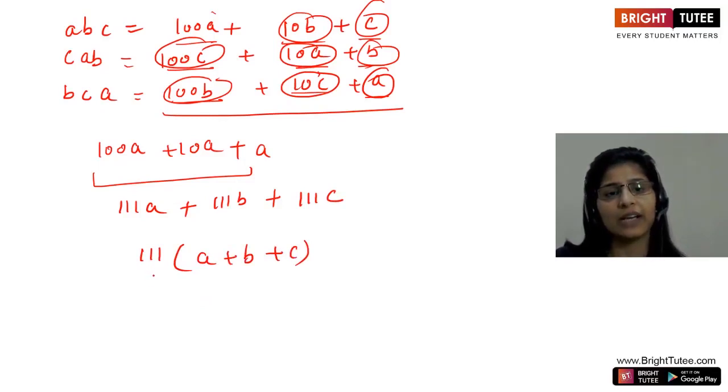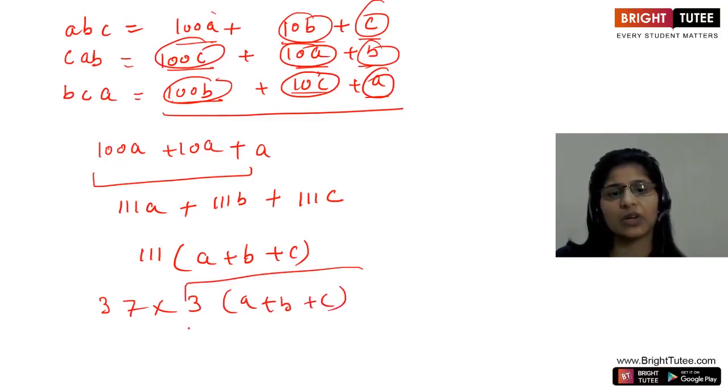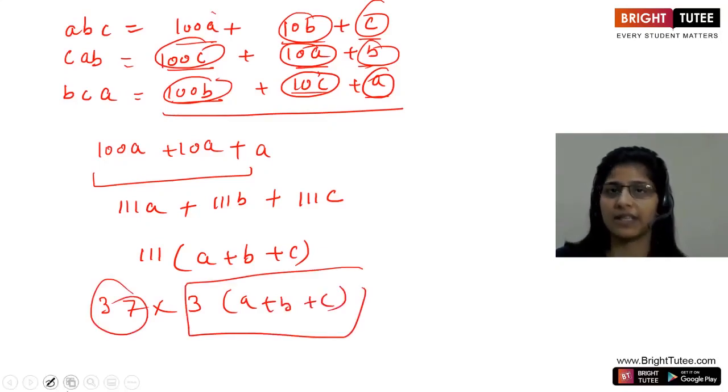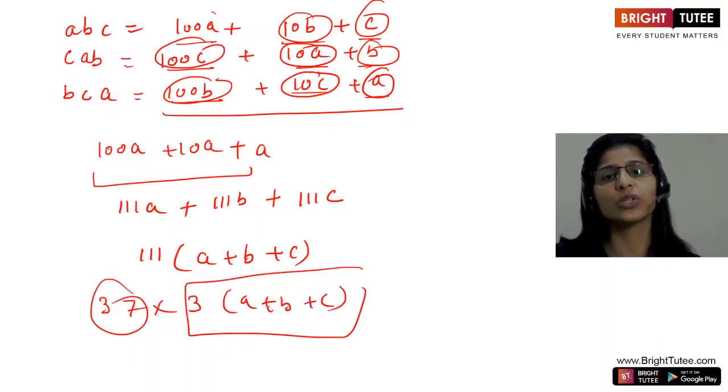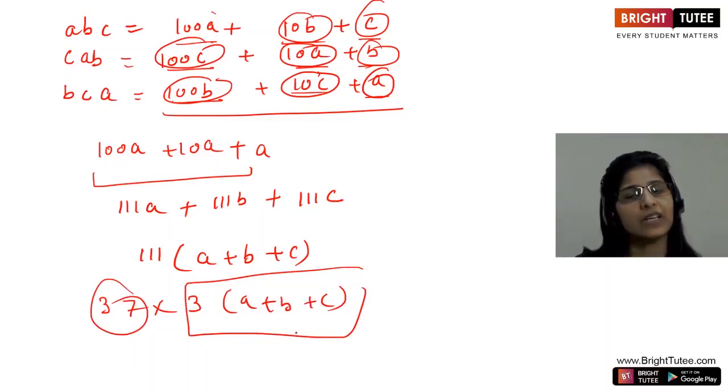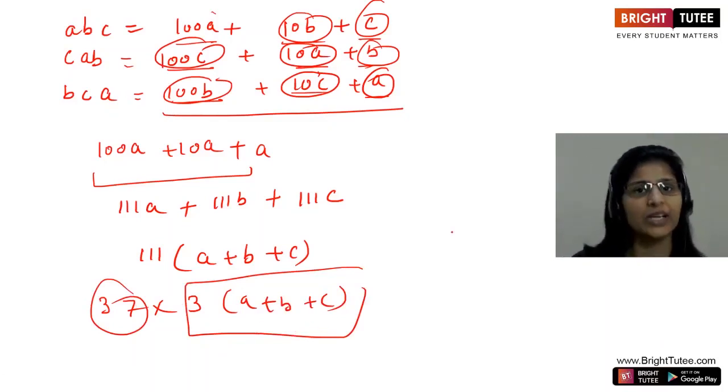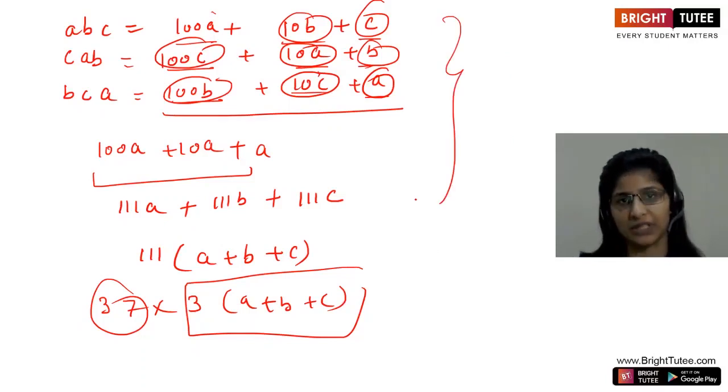Right? 111 can be written as 37 into 3, so 37 times 3(A plus B plus C). So we see it is always going to be a multiple of 37. Right? So it is always going to be divisible by 37, leaving 0 as the remainder. Clear? So this is what generally we have written.